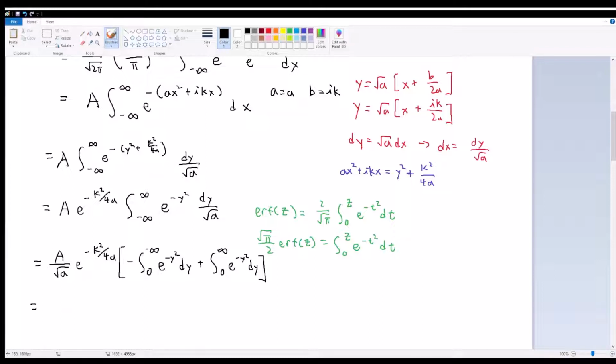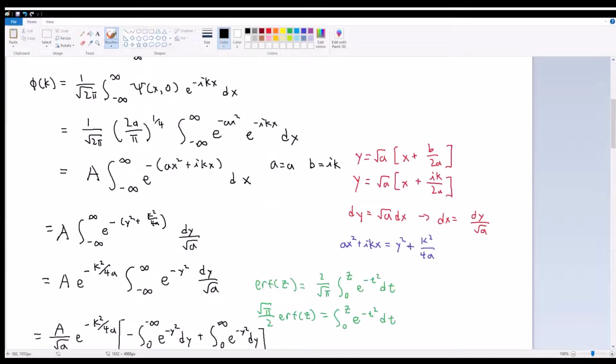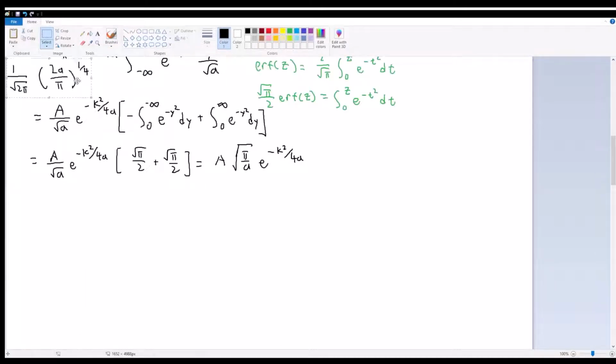So this is just going to be equal to a over square root of a times e to the negative k squared over 4a. And then we have square root of pi over 2 plus square root of pi over 2. This is just going to give us square root of pi. So this is the square root of pi a times e to the negative k squared over 4a. And now we can plug a back in. So we know that a is going to equal this. So let's just take this and copy paste it and move it down here.